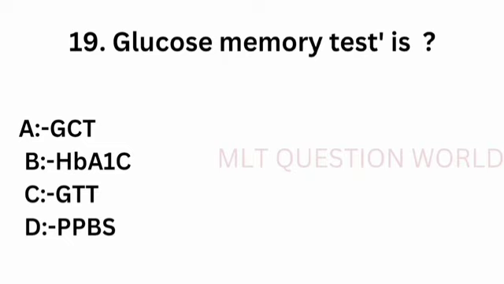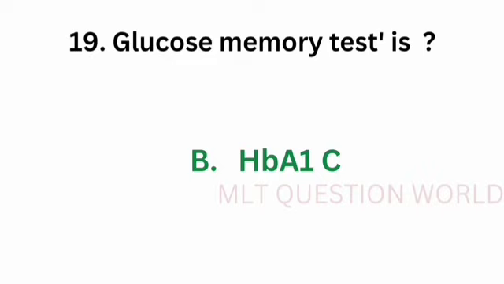Question number 19. Glucose memory test is option A, glucose challenge test or GCT, option B, HbA1c, option C, GTT or glucose tolerance test, option D, PPBS or postprandial blood sugar. The correct answer is option B, HbA1c, that is glycated hemoglobin. Glucose memory test is HbA1c.